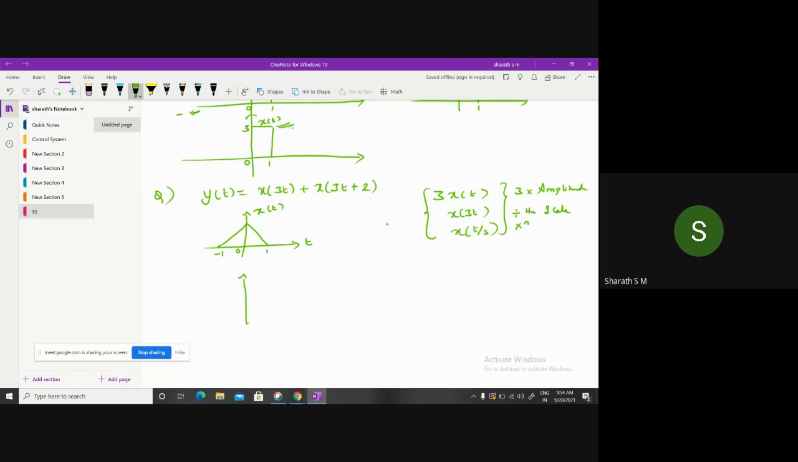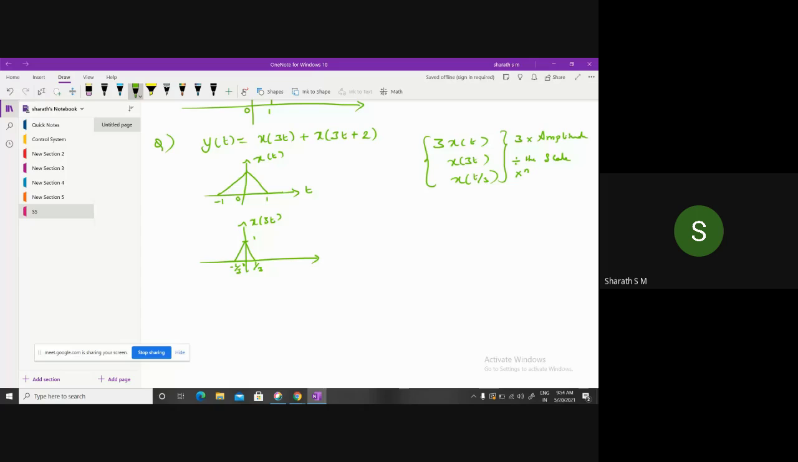So divide the amplitude level by 3. So that is equal to minus 1 by 3 to plus 1 by 3. So this is x of 3t with amplitude level as 1.